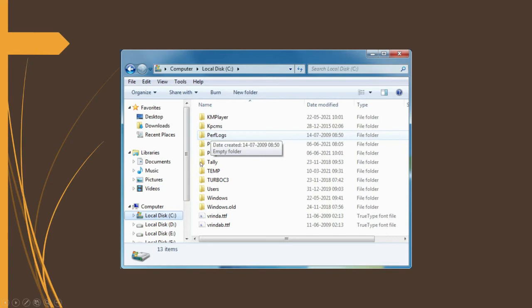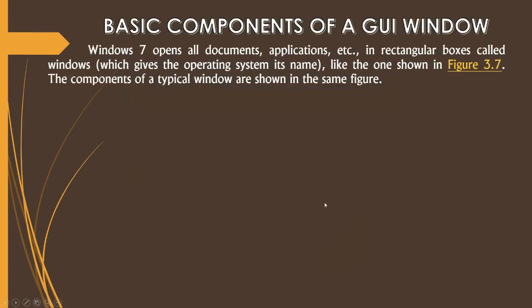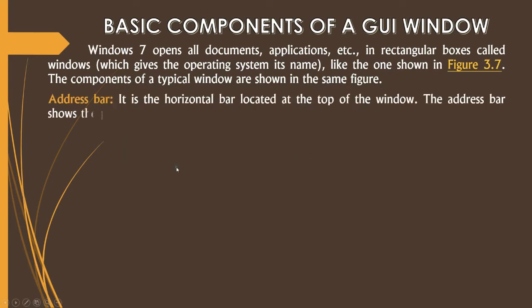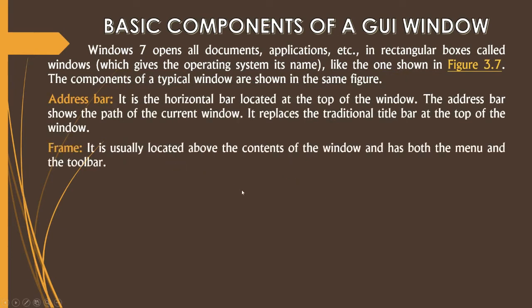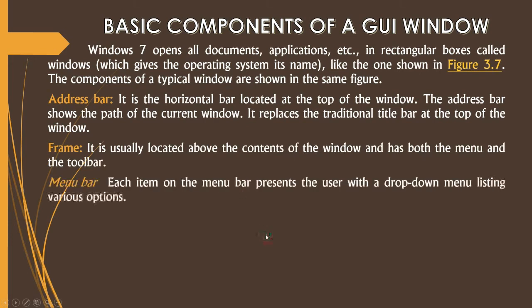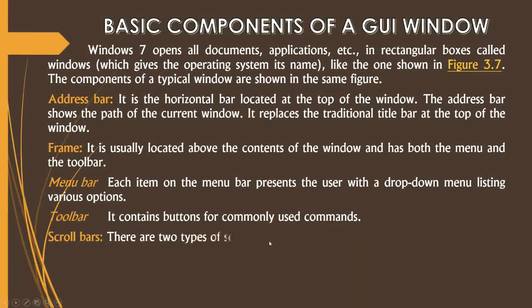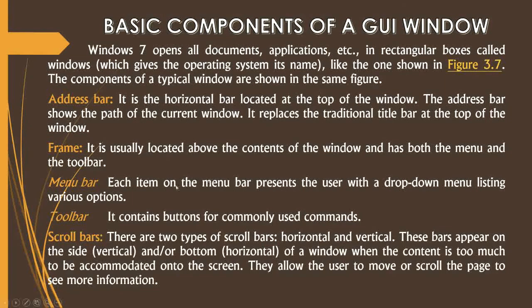The first one is the address bar. Second is the frame. Then the menu bar, then the toolbar, then the scroll bars. Many components are there. The address bar is a horizontal bar located on top of the window. I'll show you on the figure. And the frame, the menu bar, the toolbar, the scroll bar. Let us see those things.